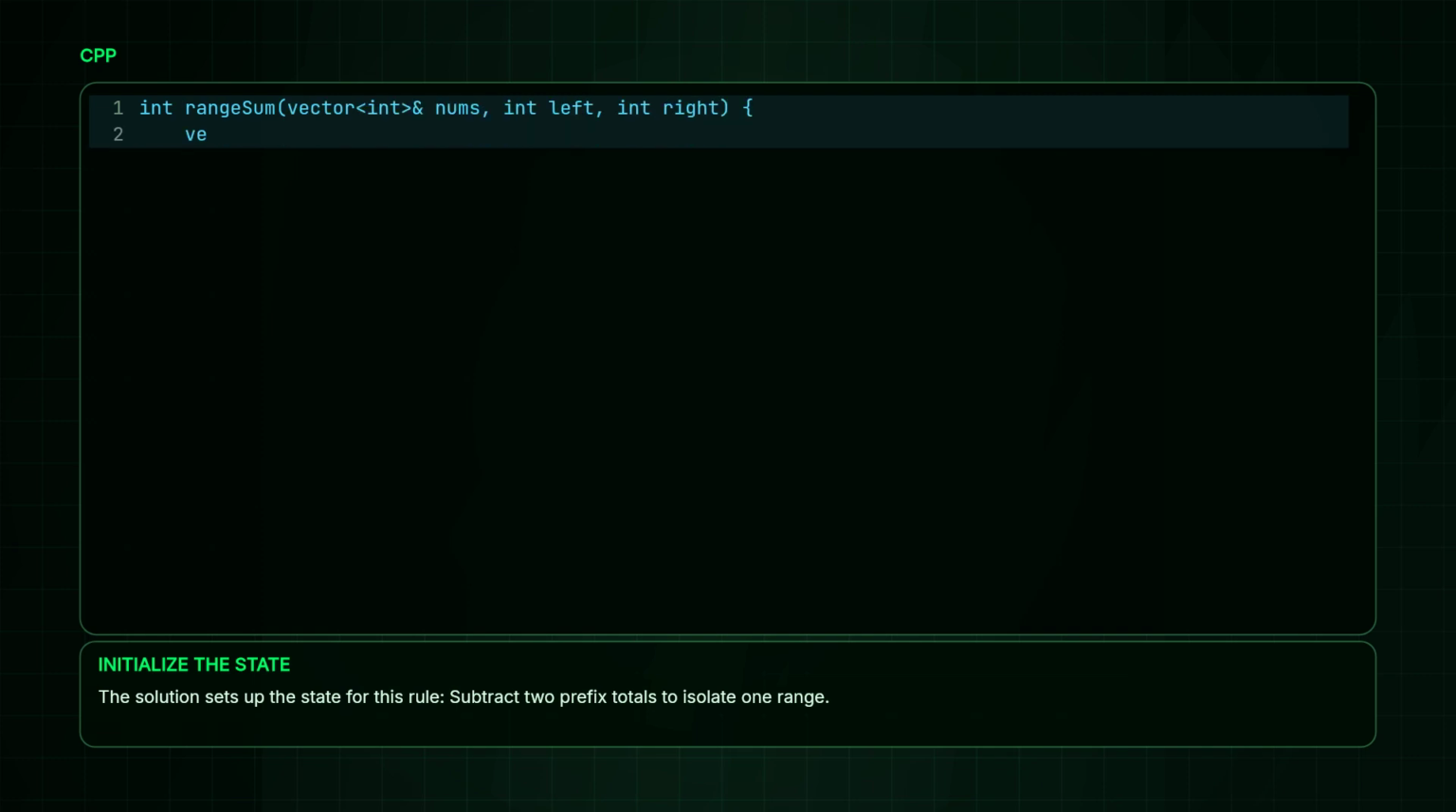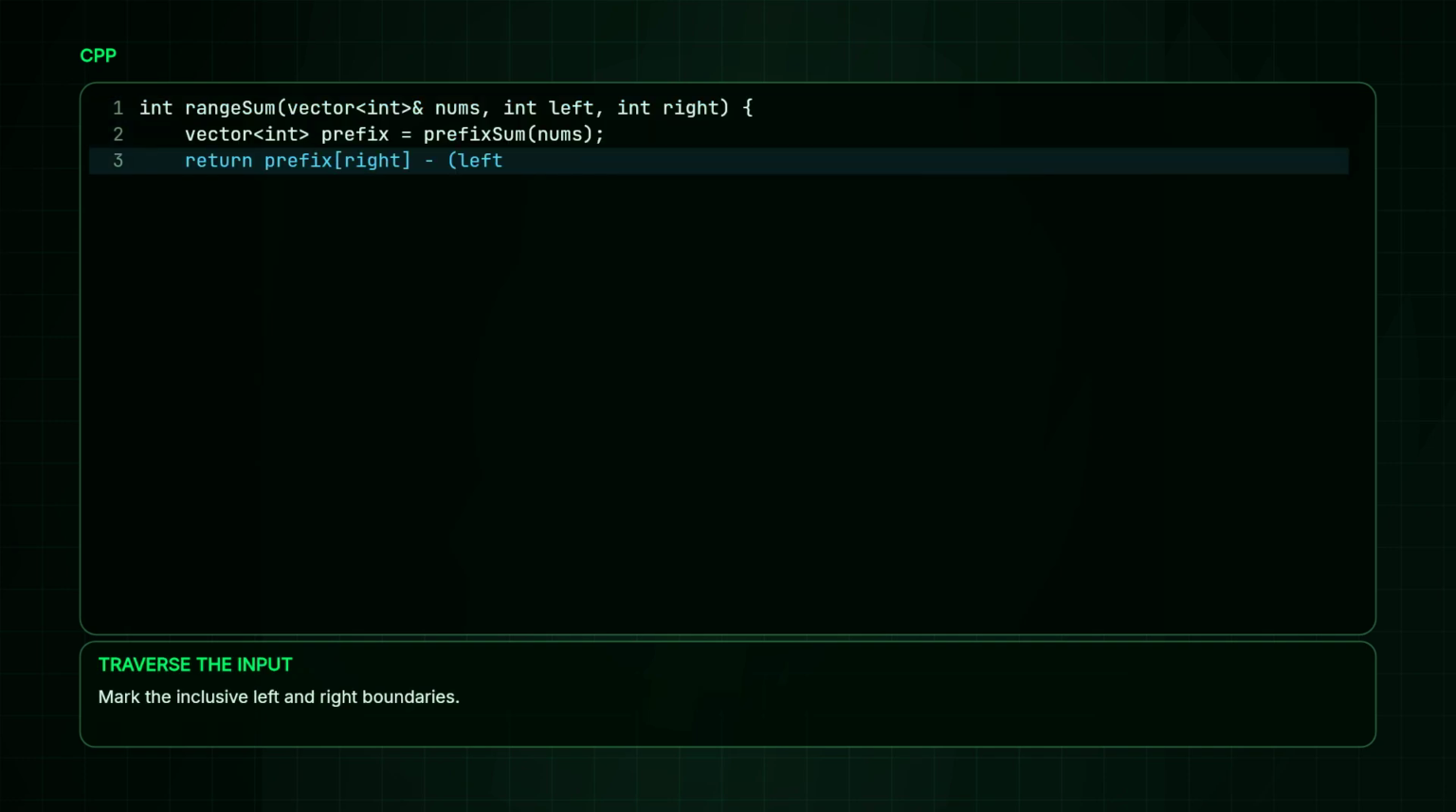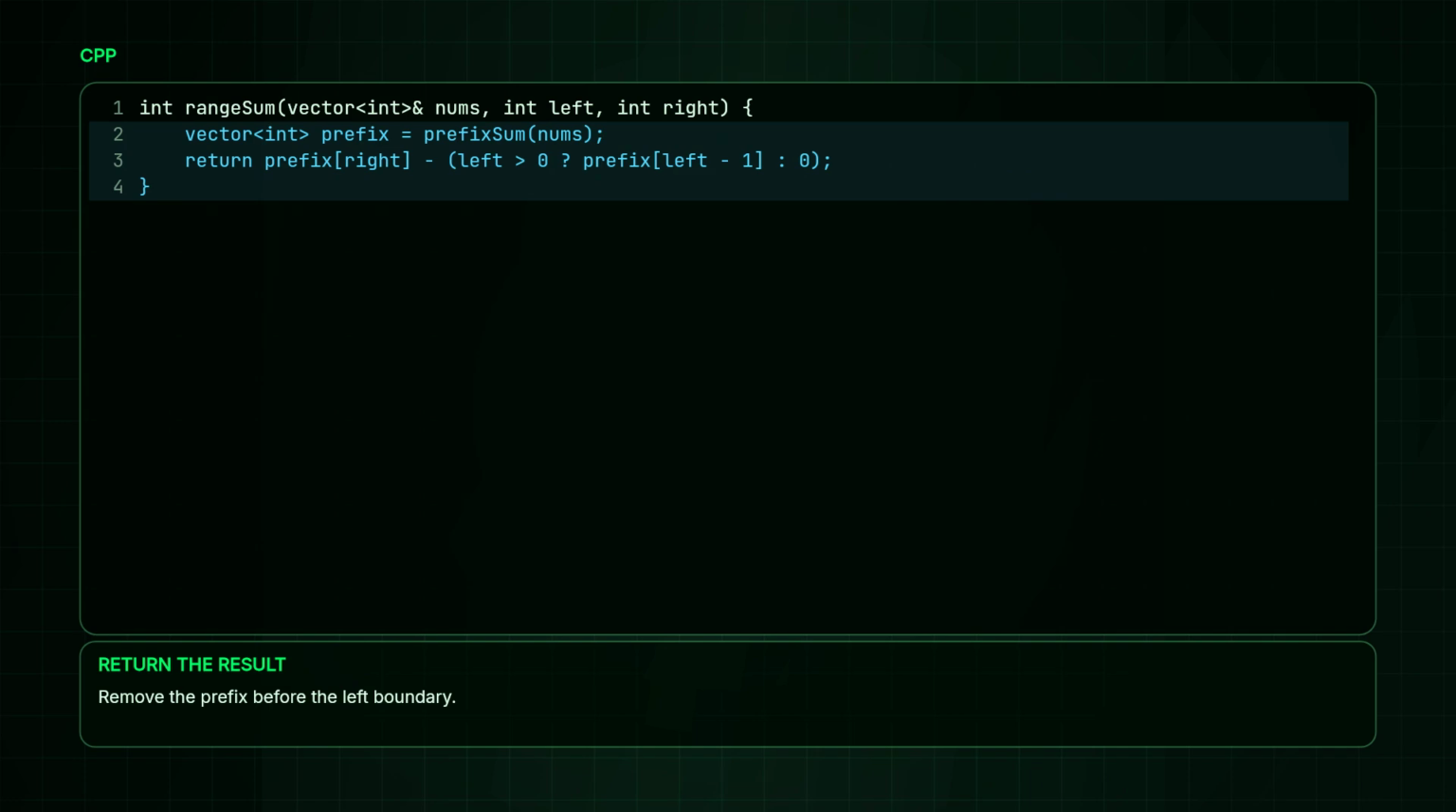The solution sets up the state for this rule. Subtract two prefix totals to isolate one range. Mark the inclusive left and right boundaries. Take the prefix total through the right boundary. Remove the prefix before the left boundary. O of n preprocessing time and O(1) query time.